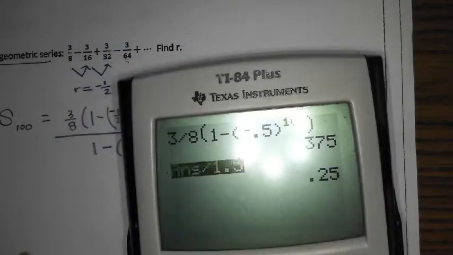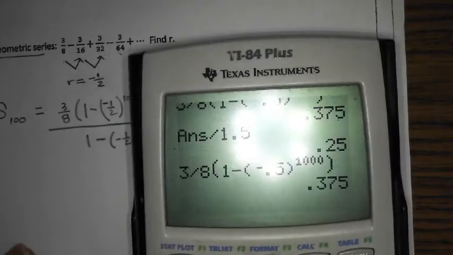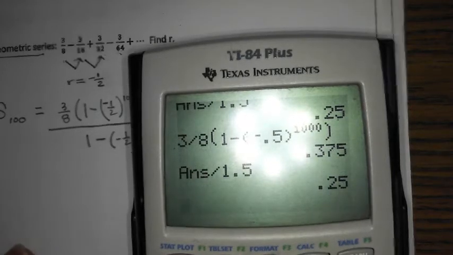What if we do this through 1,000 terms? Throw another 0 up there. Take that answer and divide it by 1.5. Also 0.25. So what Lauren was seeing before I accidentally erased the screen, when I was doing it manually, is that it was above 0.25, and then it was below 0.25, and then it was above 0.25 by less, and below 0.25 by even less. Right? And it kept going back and forth.